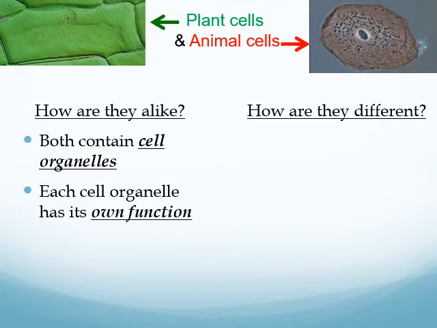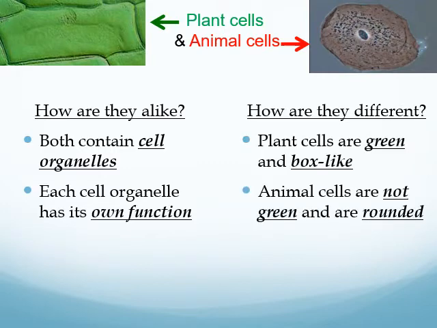Now, how are they different? One easy distinction is that plant cells are green and boxy, as we can see in the picture up top, and the animal cells are more rounded and not green because they don't have chloroplast.